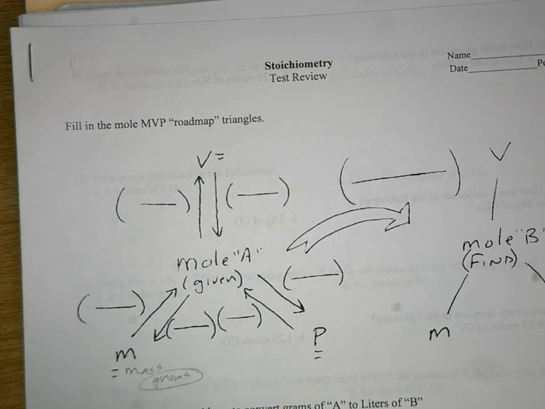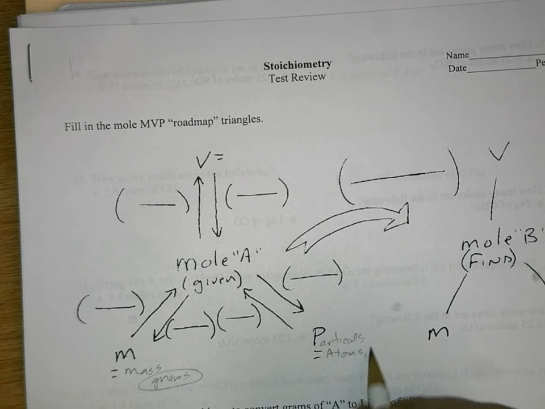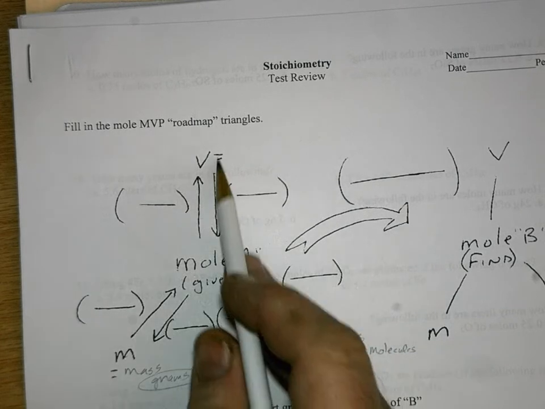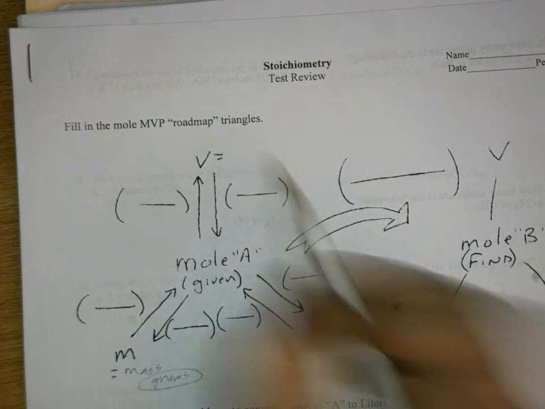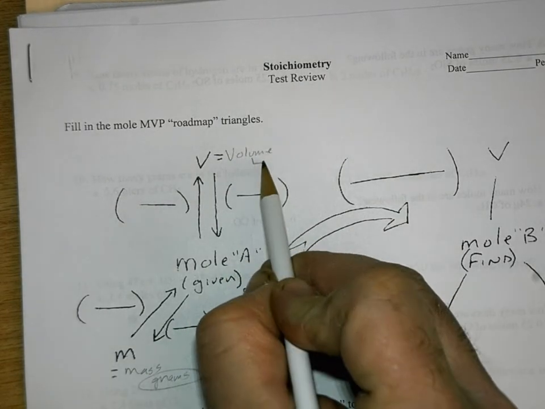A lot of times we'll start with grams. Over here, P stands for particles. And that's either going to be if you're looking for number of atoms or molecules. Over here, the V, that's going to be for volume. And that's going to be in liters.